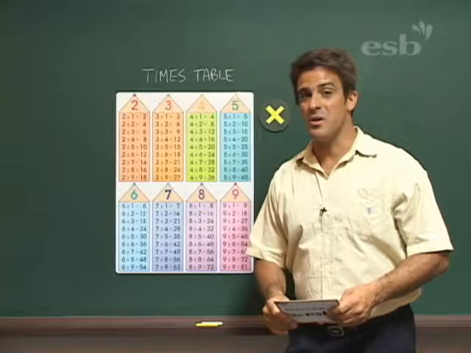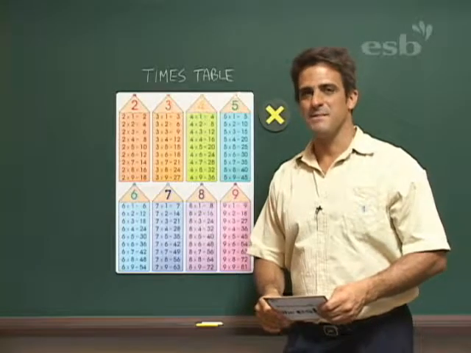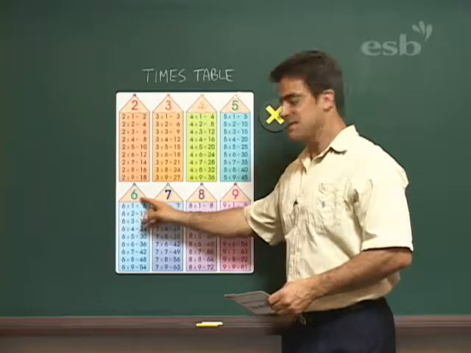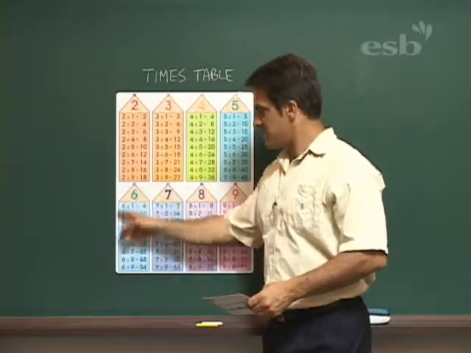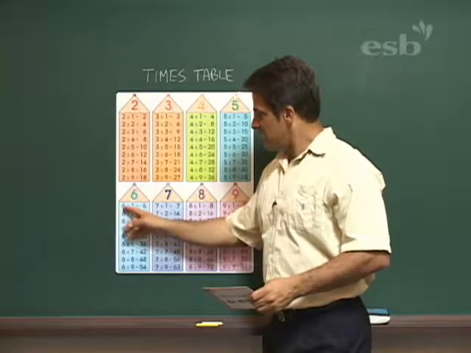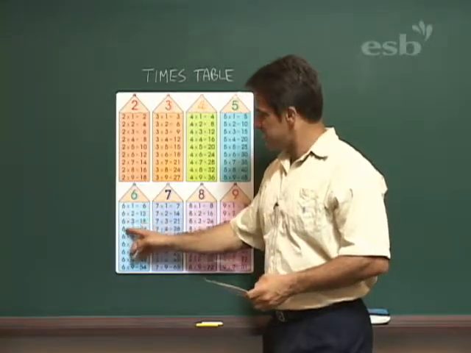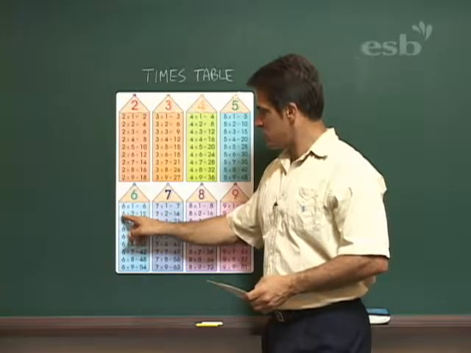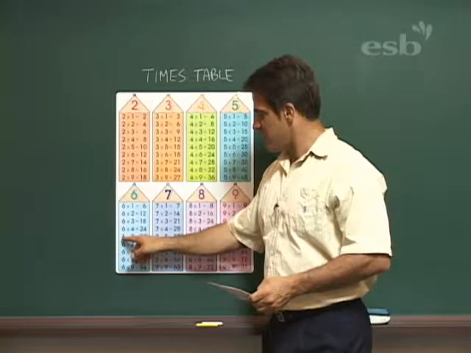Do you want to look at one more? Me too. Let's go down here to the number 6. Okay, the times table for number 6. What if we want to add 6 to itself 6 times? 1, 2, 3, 4, 5, 6.